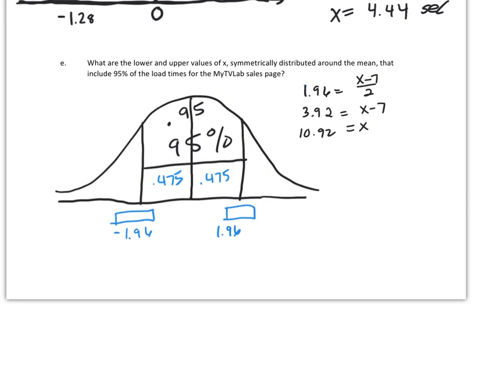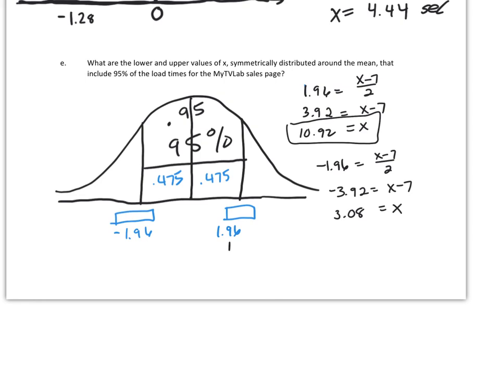Now let's do negative 1.96. Negative 1.96 equals x minus 7 over 2. That's negative 3.92 equals x minus 7. Add 7 to both sides, and you get 3.08. So this x is 10.92 on the upper end and 3.08 on the lower end. And what that means is 95% of load times are between 3.08 seconds and 10.92 seconds.